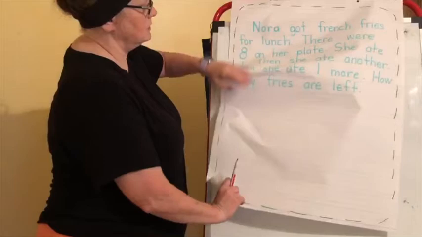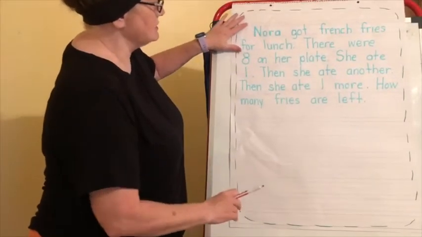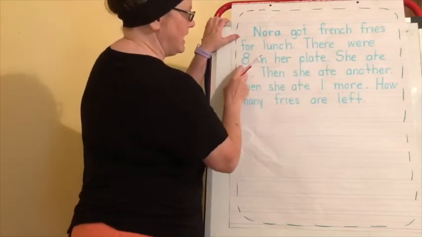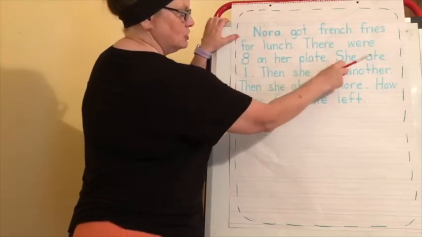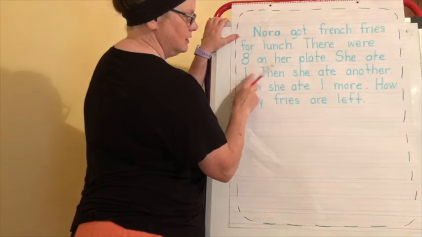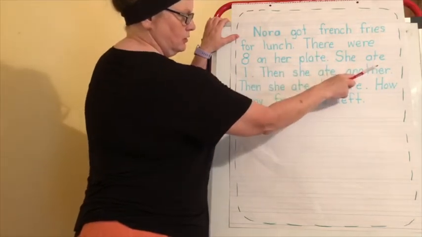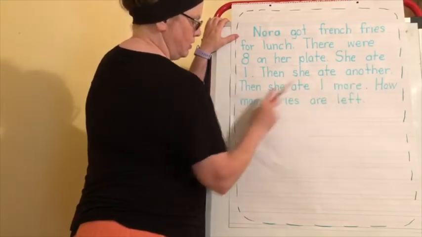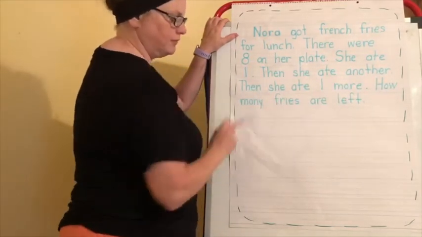All right, now for our problem. It says Nora got French fries for lunch. There were 8 on her plate. She ate 1, then she ate another, then she ate 1 more. How many fries are left?